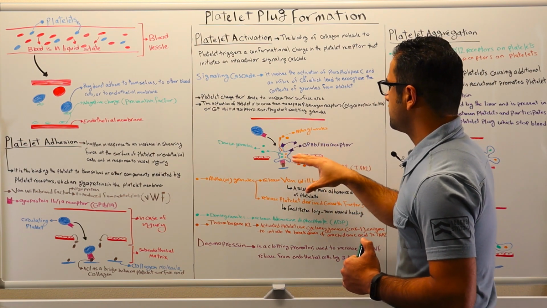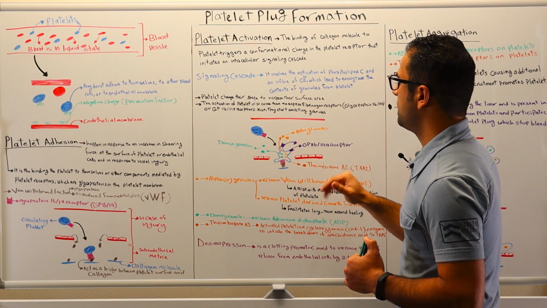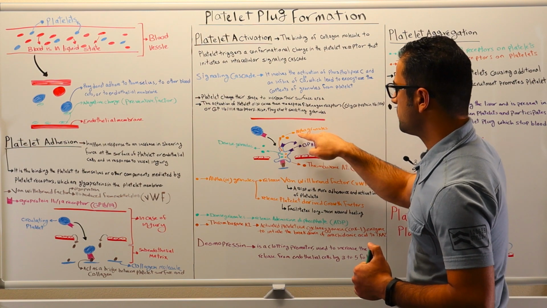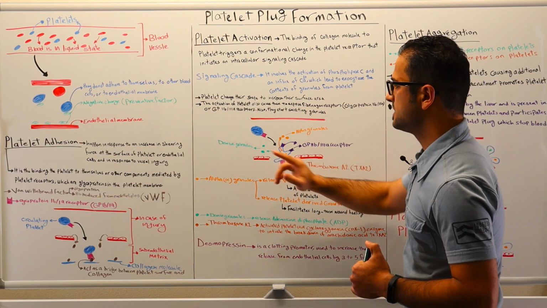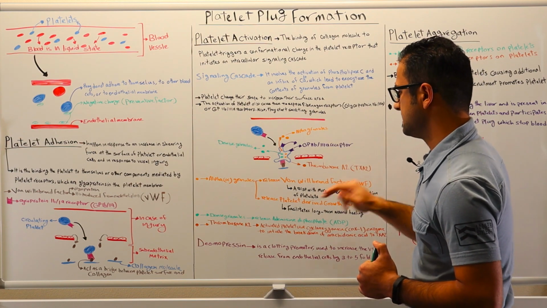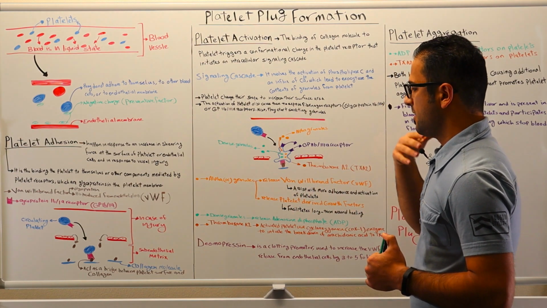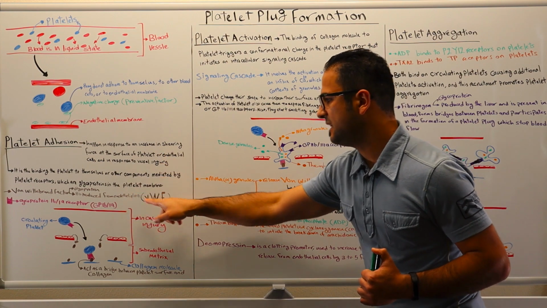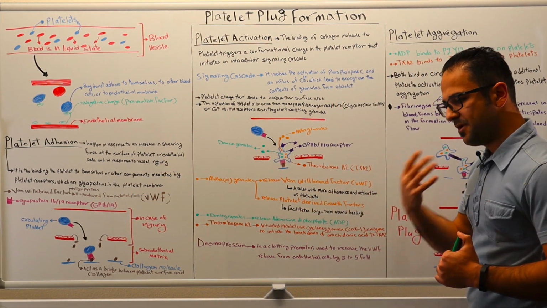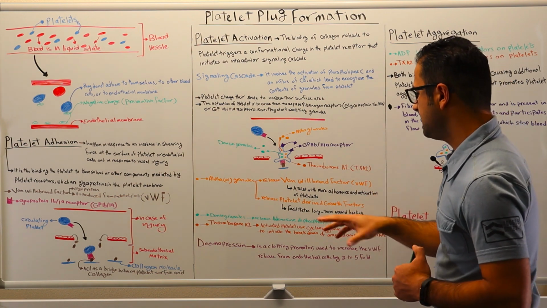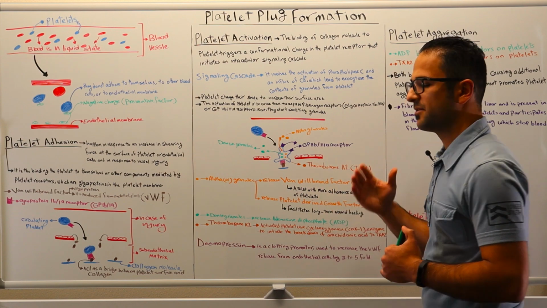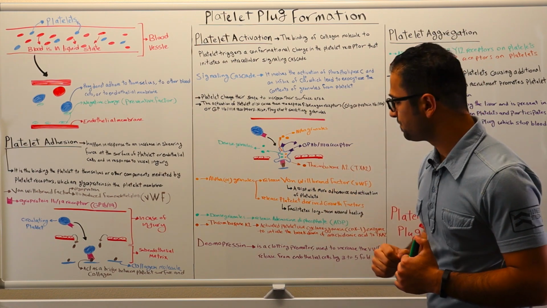They also start secreting granules. So basically they secrete two types of granules. The first one is called alpha granules, and the second one is called dense granules. What alpha granules do is release more of the glycoprotein, the VWF, or the Von Willebrand factor. The reason it does that is to help with more adherence and activation of platelets that are circulating in the blood vessels.